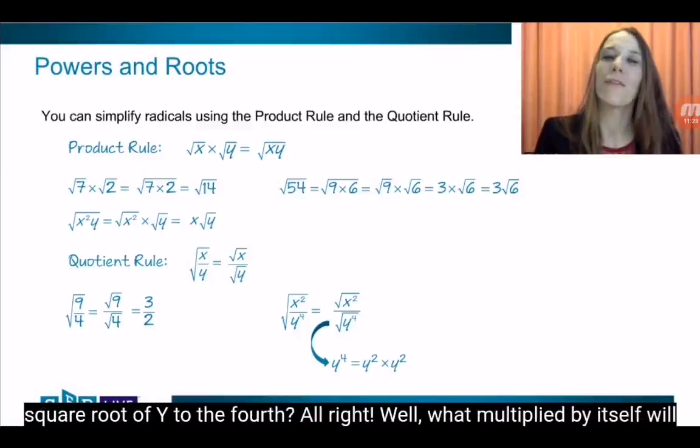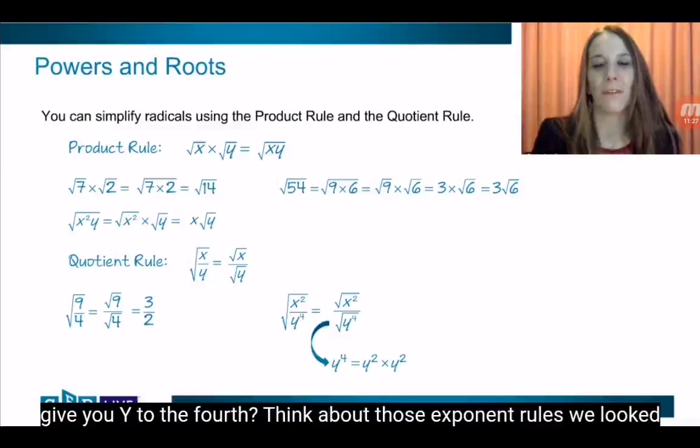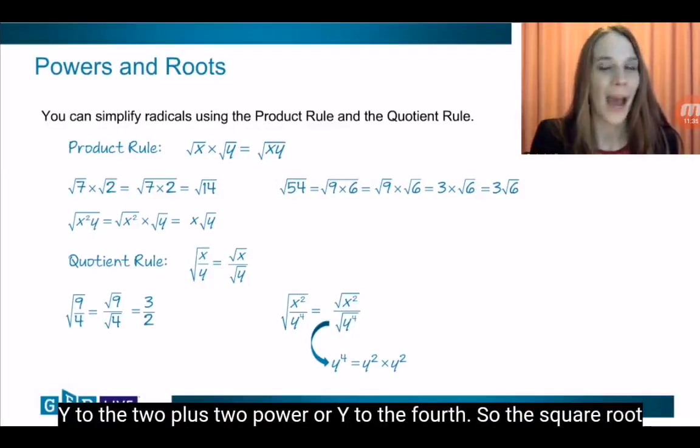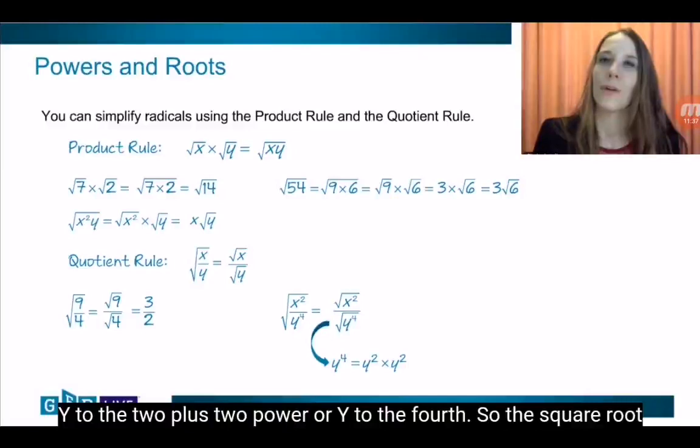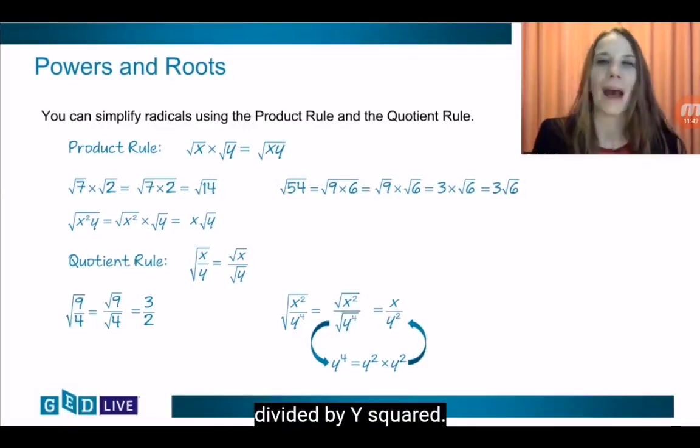And the square root of y to the 4th. All right, well, what multiplied by itself will give you y to the 4th? Think about those exponent rules we looked at earlier. y squared times y squared will be the equivalent of y to the 2 plus 2 power, or y to the 4th. So the square root of y to the 4th is y squared, and this will simplify down into x divided by y squared.